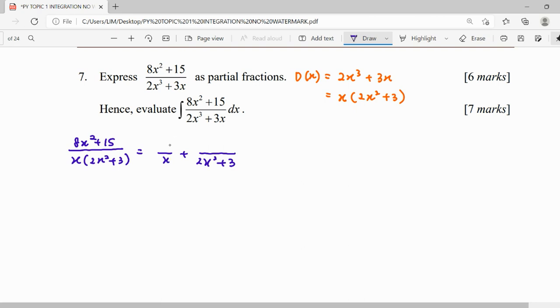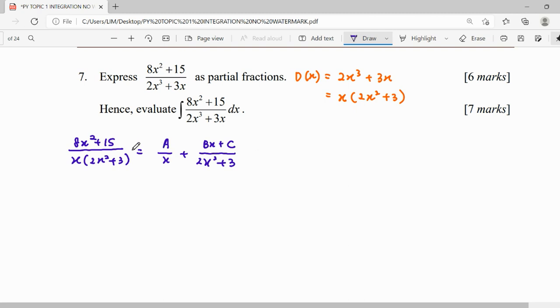So up here we will have a constant A. When we have a quadratic factor, the numerator part will be linear, so it will become Bx plus C. So this is how we write our fraction in partial form, according to its factor. For a linear factor, the numerator is a constant. For a quadratic factor, the numerator will be linear.